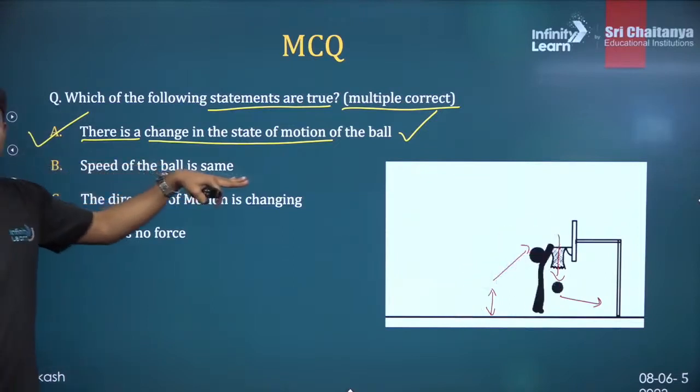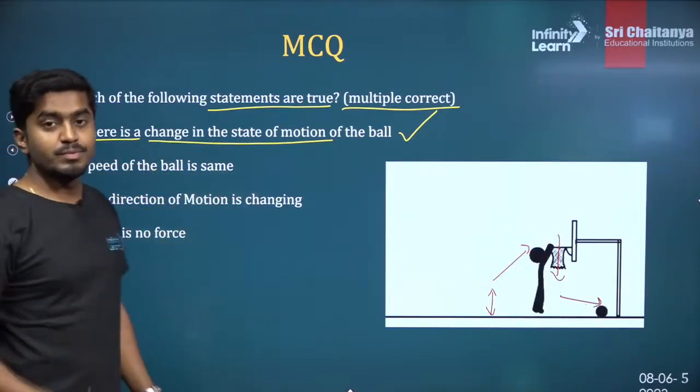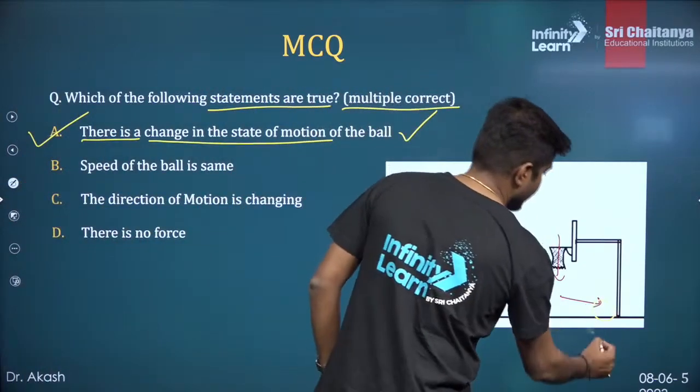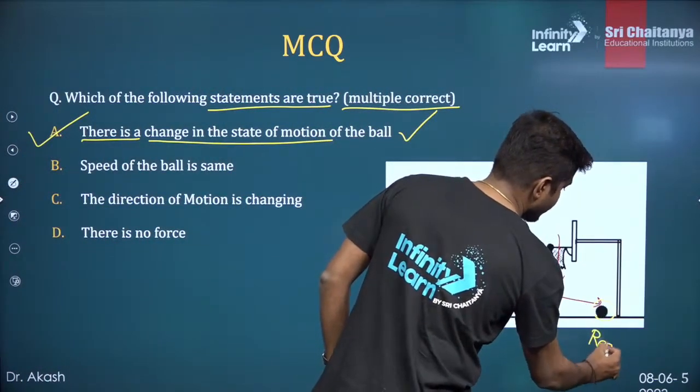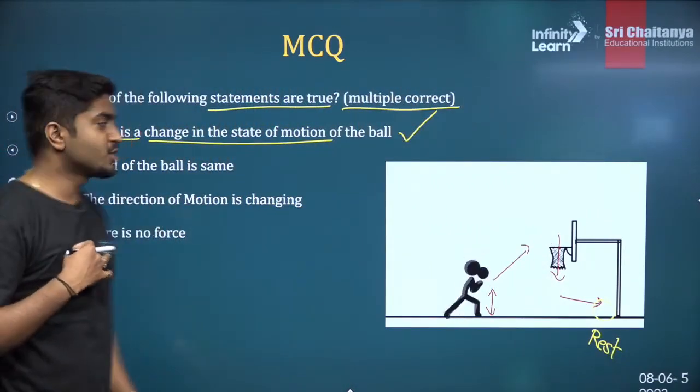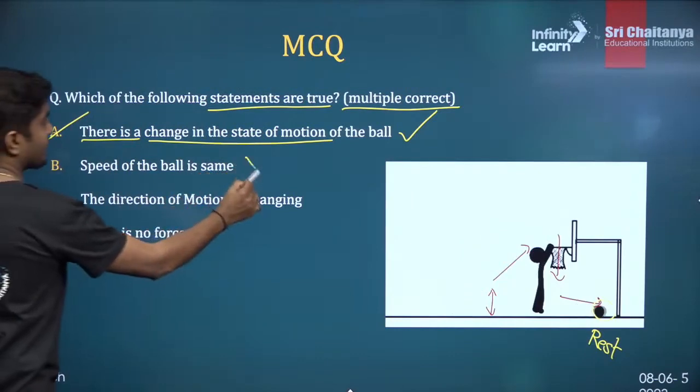How about the next one? The speed of the ball is the same. Do you think it is the same? No. You see, finally the ball is coming to rest. Here at this point, it is coming to rest. So is the speed the same? No, the speed is not the same. So that is not correct.